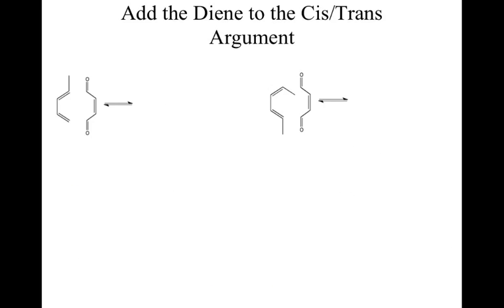So, can we make this more complicated? Well, in both those cases that we just looked at, the only thing we've touched was the dienophile. What happens if we mess with the diene? Now what we've done is change the structure around a little bit.